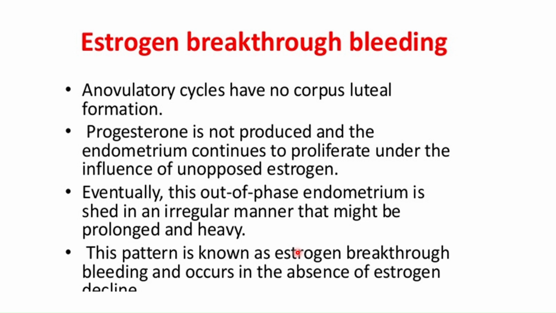Now, estrogen breakthrough bleeding. Here, anovulatory cycles have no corpus luteum formation. So, progesterone is not produced and the endometrium continues to proliferate under the influence of unopposed estrogen. Now, this out-of-phase endometrium is shed in an irregular manner that might be prolonged and heavy. So this pattern is known as estrogen breakthrough bleeding and occurs in the absence of estrogen decline.